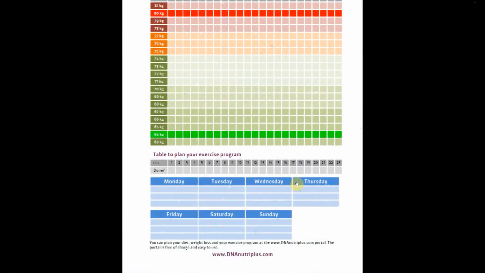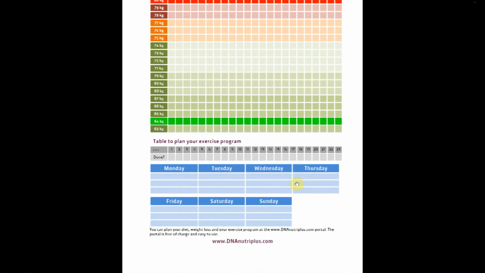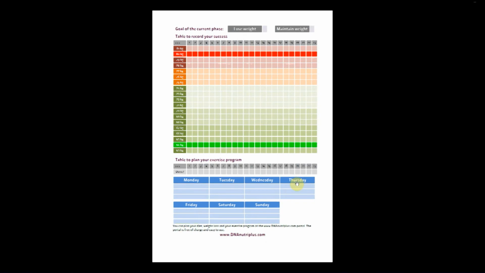And this down here you can use to track your exercise programs: squash on Monday, jogging for 20 minutes on Wednesday, and so on. And again, if you go to DNAnutriplus.com, you can do all of this tracking and all of this planning automatically on the website.